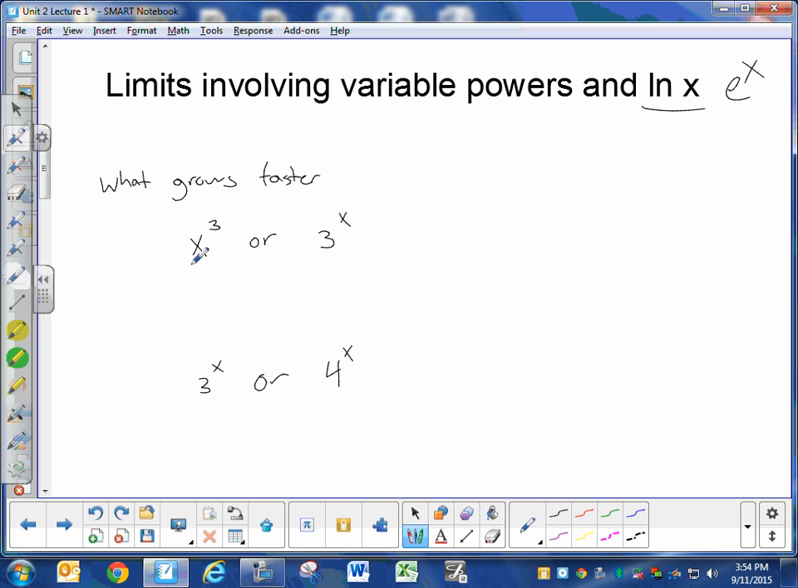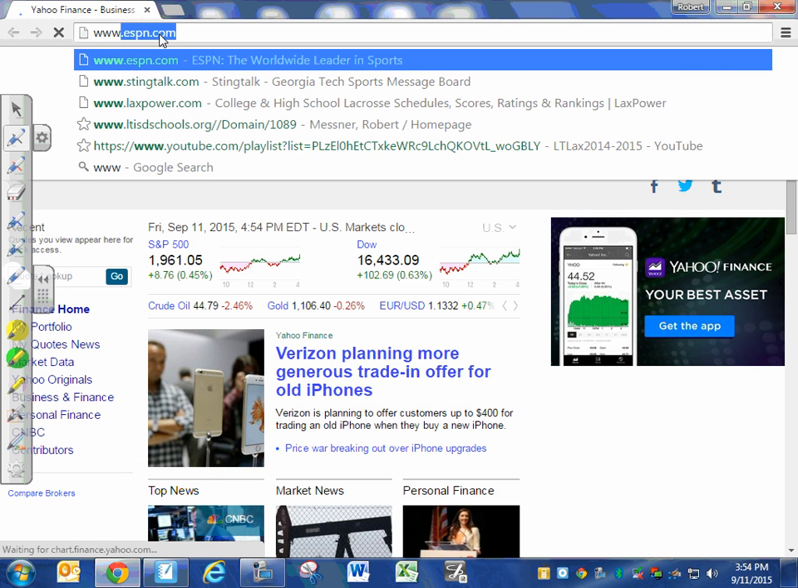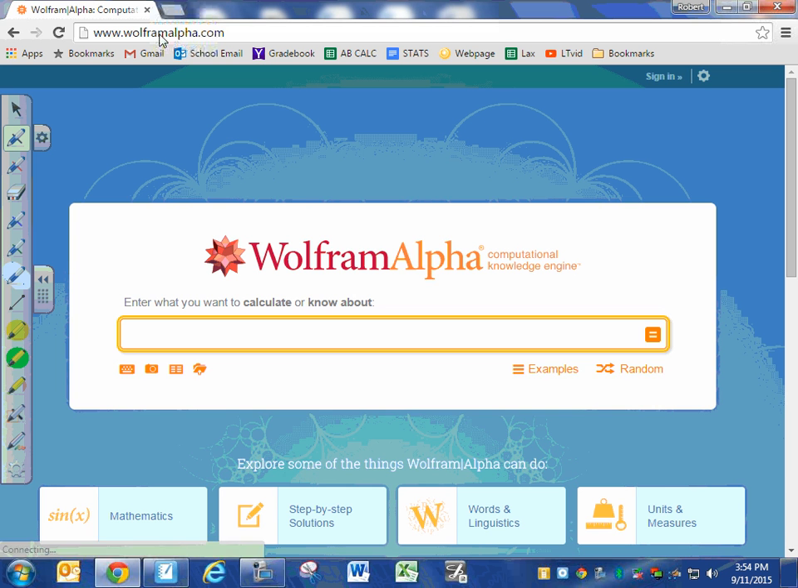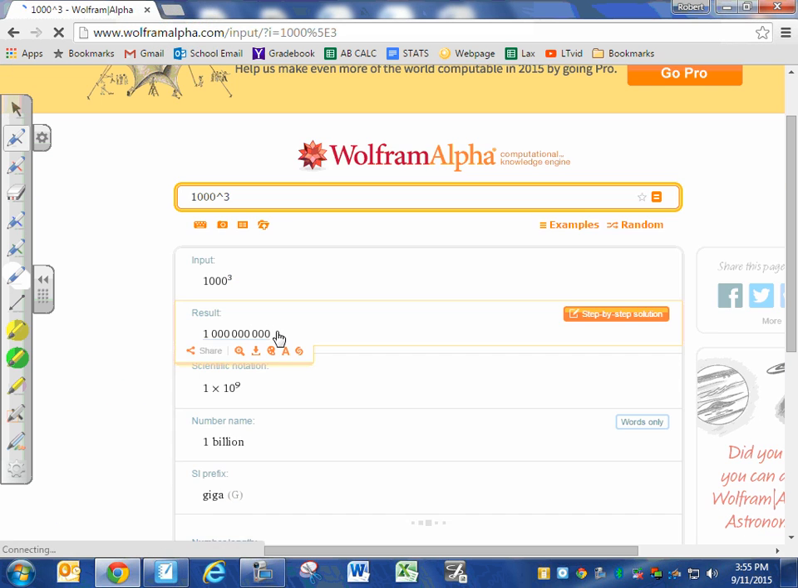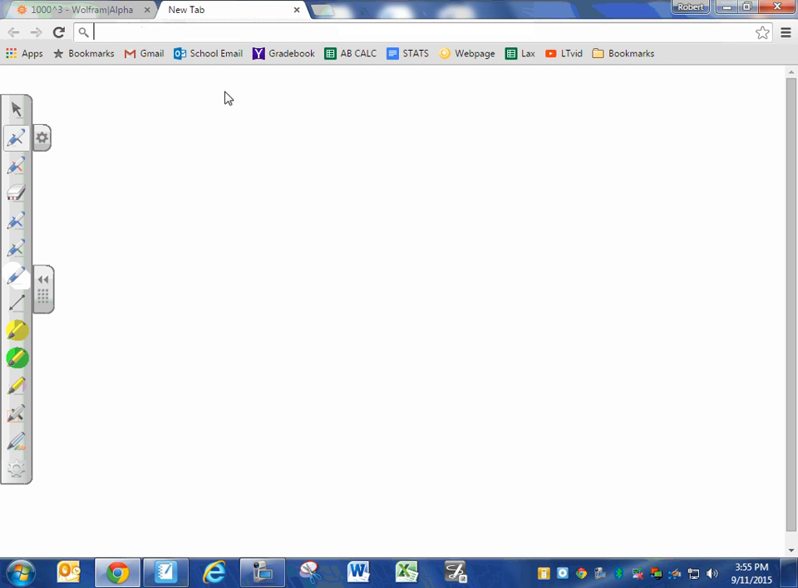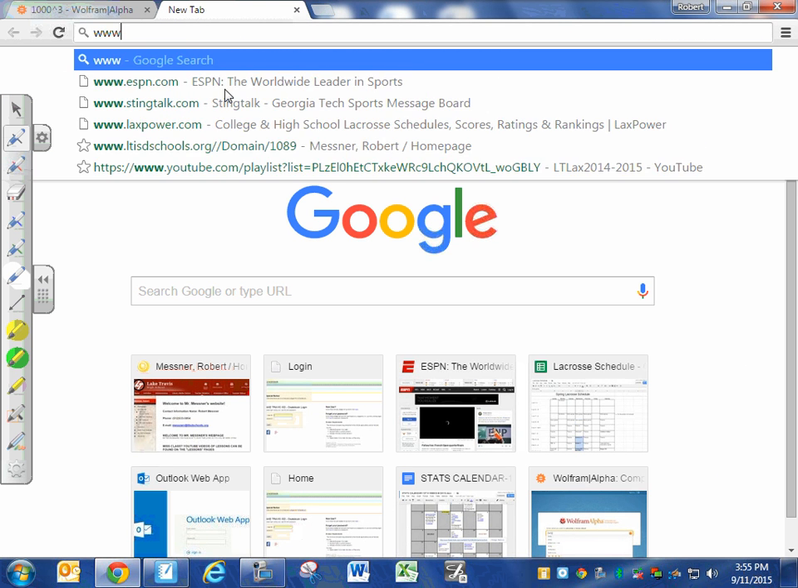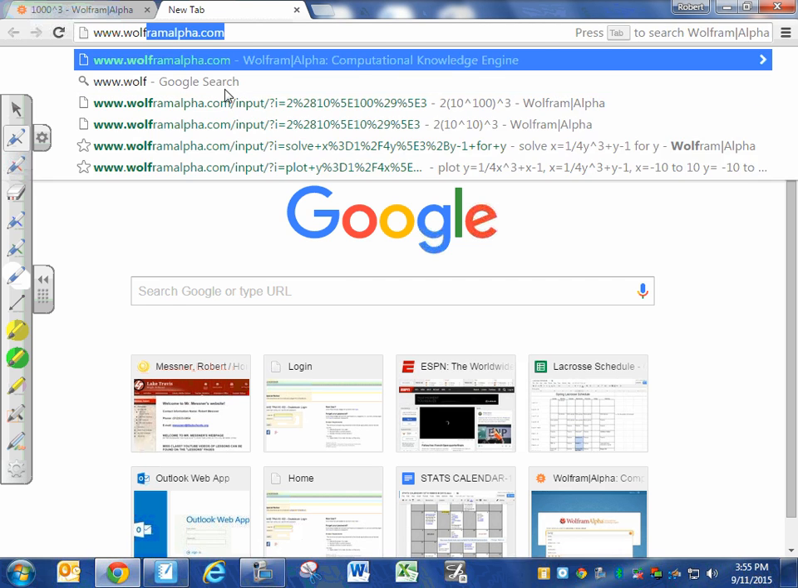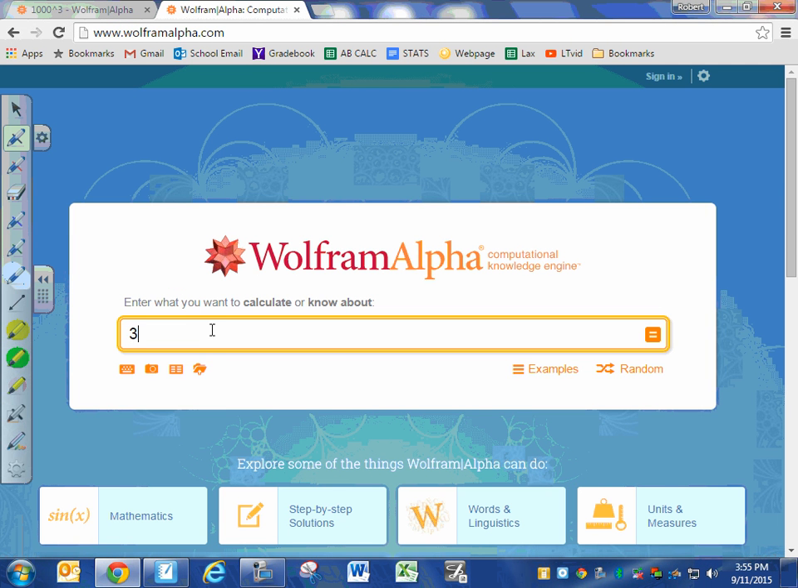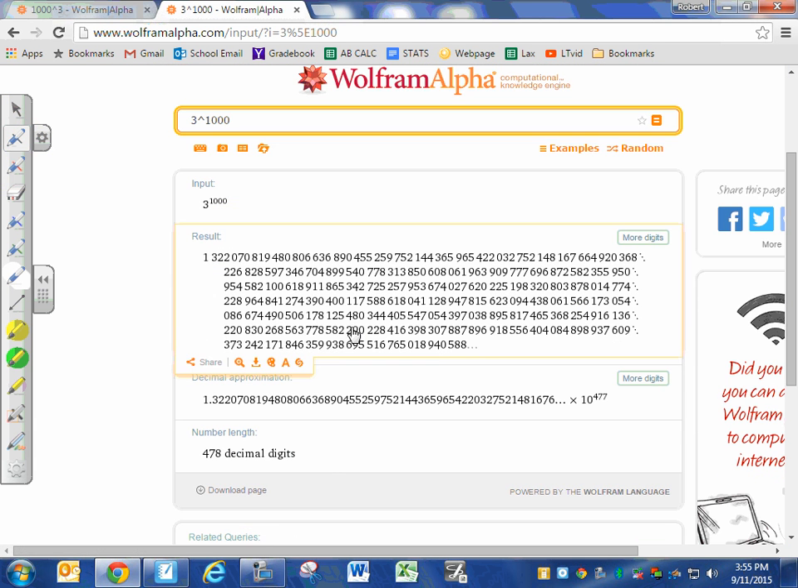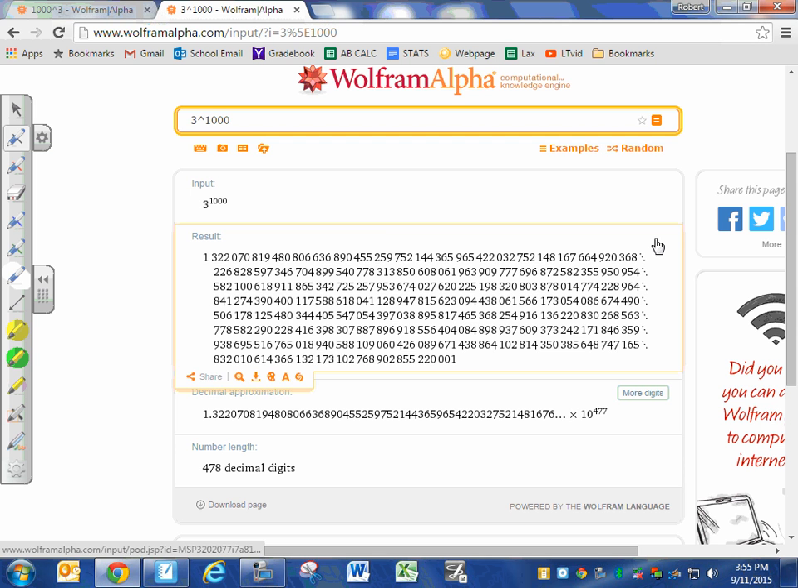Well, you think about it, you plug in a value like 1,000. 1,000 cubed is going to be a big number. Let's check this out. If I take 1,000 and cube it, big number, 1 billion. Well, let's take three to the thousandth. That's a big number, 478 digits. This is what 3 to the thousandth is.